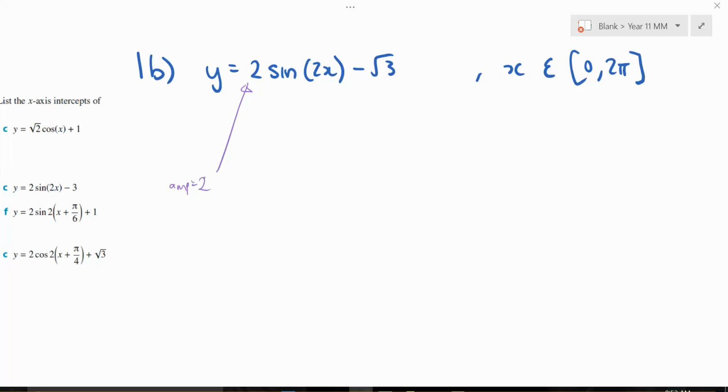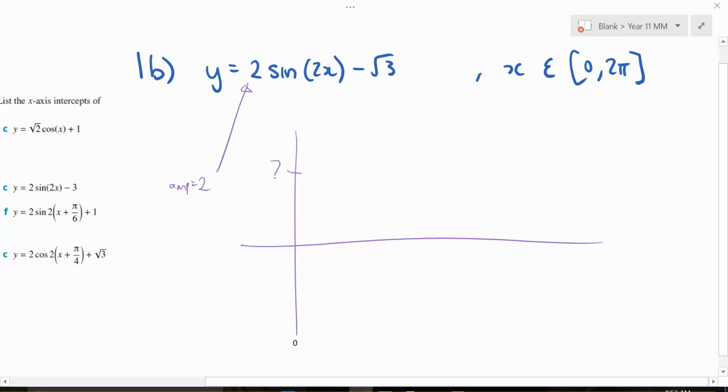So if you move it up and down, obviously you affect your maximum and minimum values. So now my maximum, because it's going down by root 3, instead of having 2 and -2, I now know I'm shifting that maximum and minimum down by root 3. This is all I would do. I just put in those values and I say it's 2 minus root 3 and -2 minus root 3. That's all you need to understand.